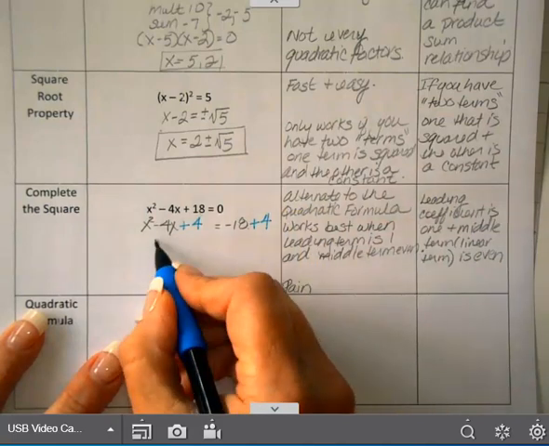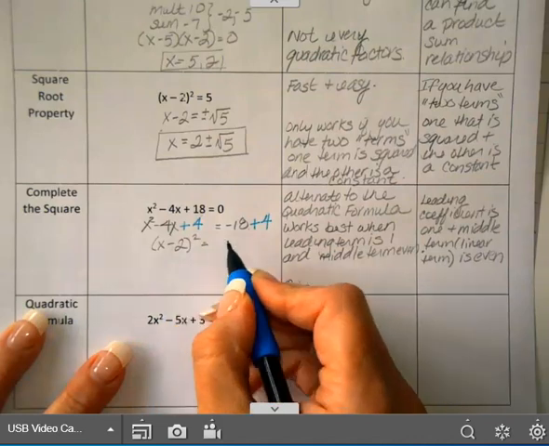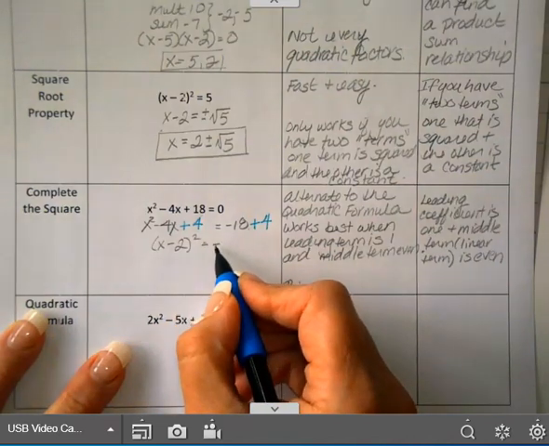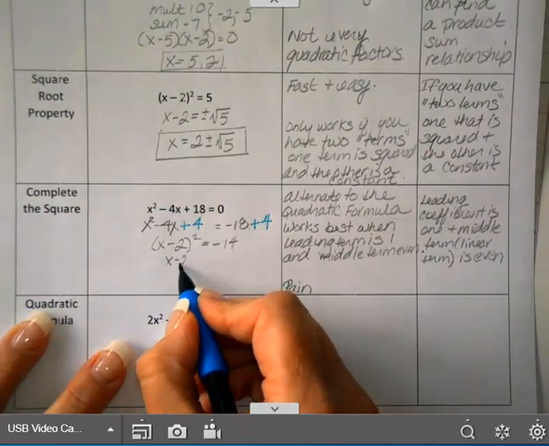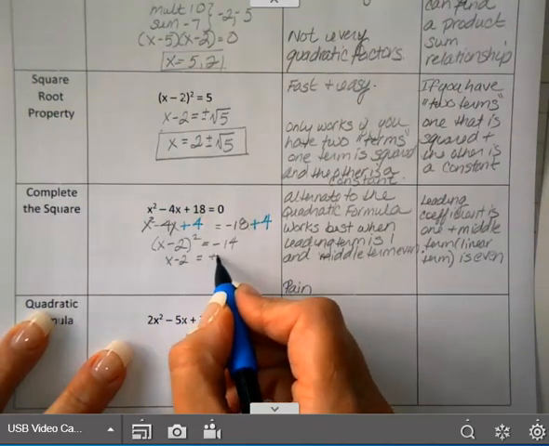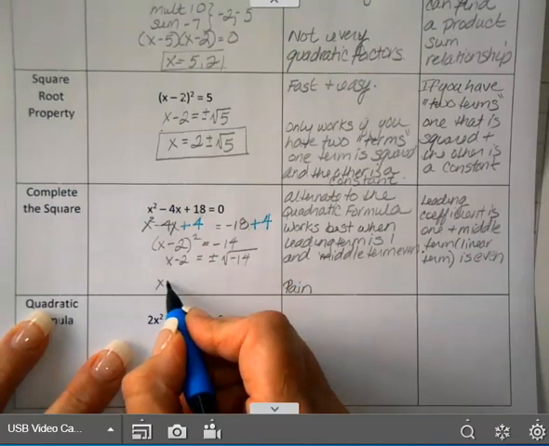This is now a perfect square trinomial. It's x minus 2 squared, and that's equal to negative 14. Take the square root of both sides. So plus or minus square root of negative 14. And then you get x by itself. I'm going to add 2.